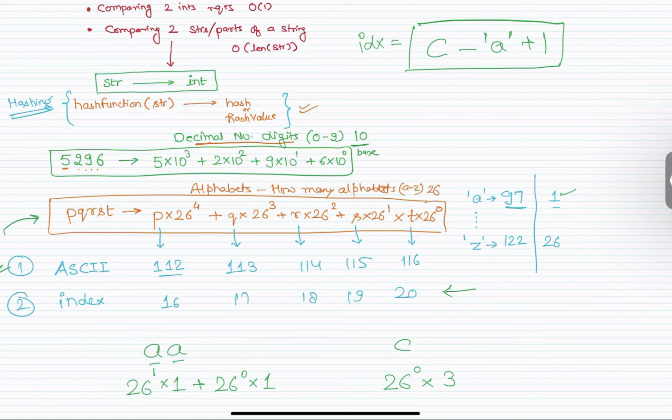If we would have mapped A to 0 and the last letter to 25, then what you are saying is right. Then this would have totally become 0. That would have been disastrous. So we used 1 to 26. Yeah. Any other reason?